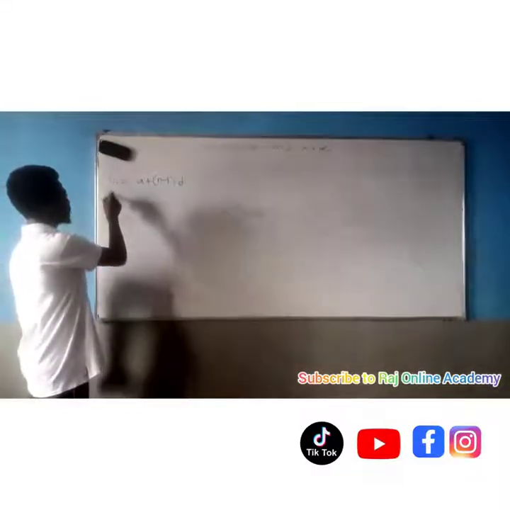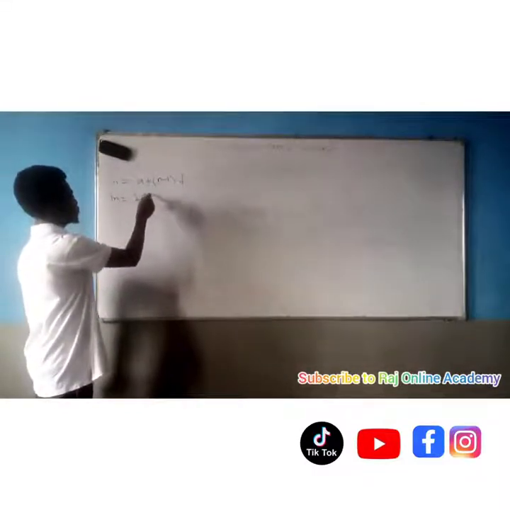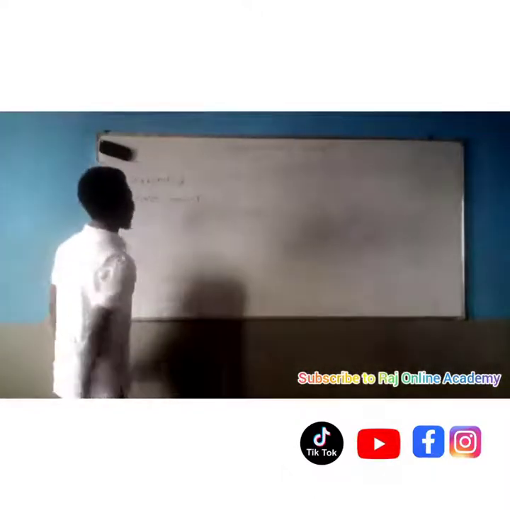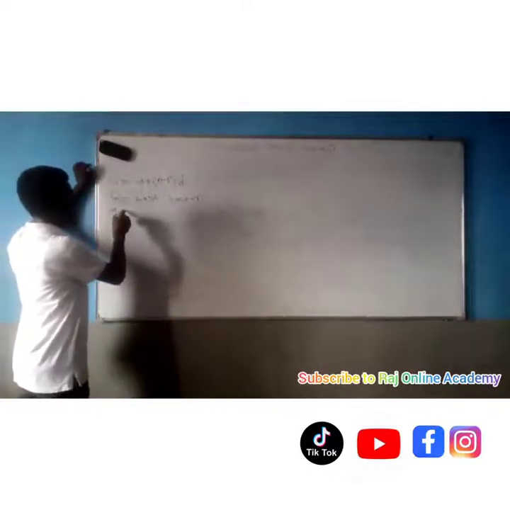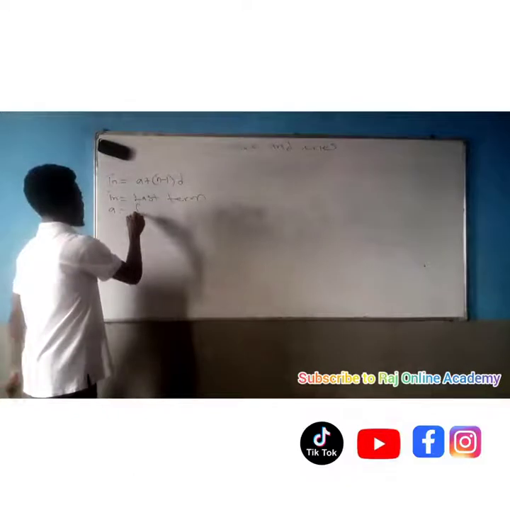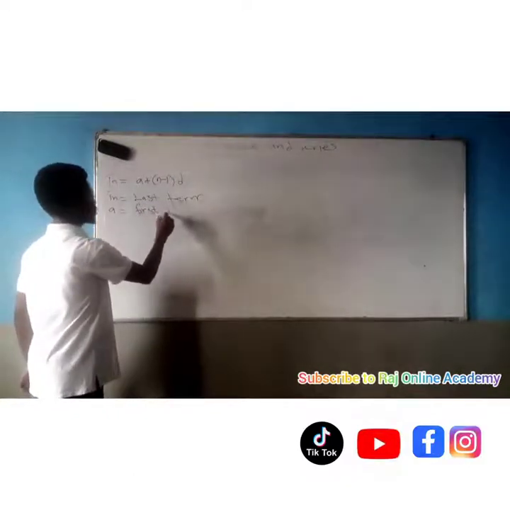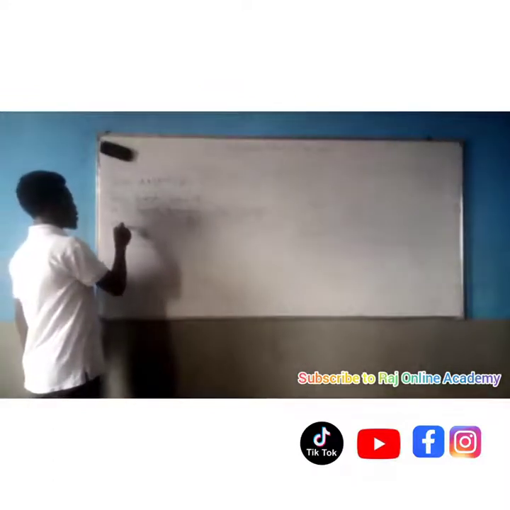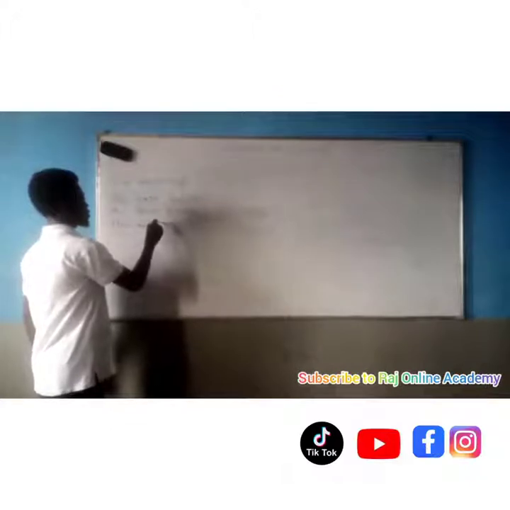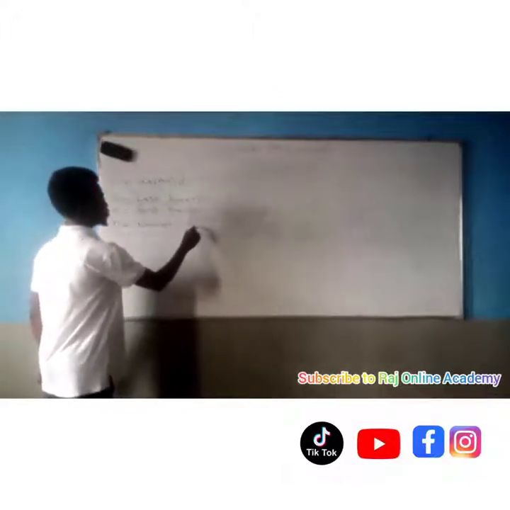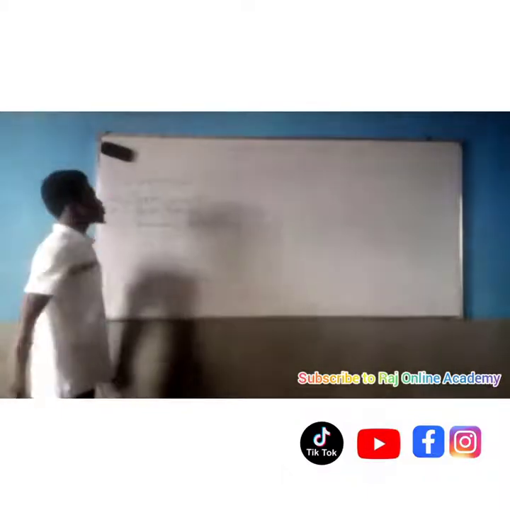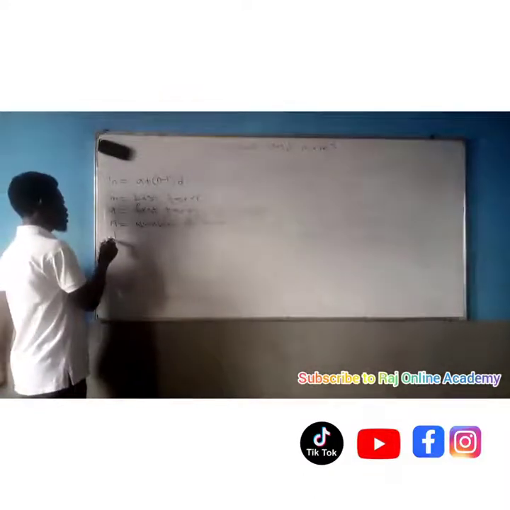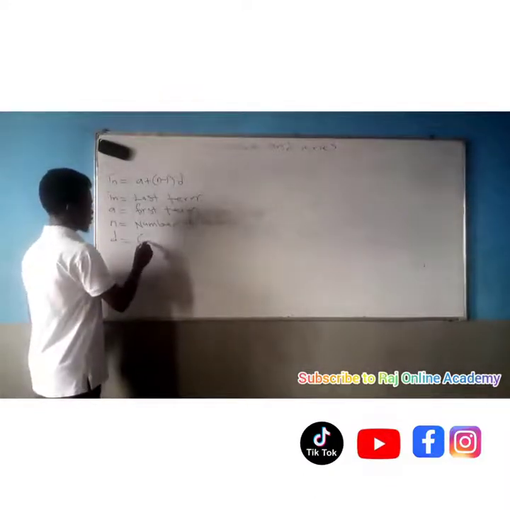Let's look at the terms here. Tn is equal to the last term. A is equal to the first term. N is equal to the number of terms. And the 1 here, n minus 1, is a constant. And D is equal to the common difference.